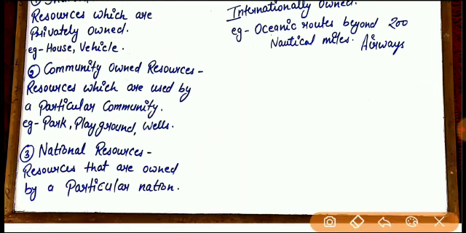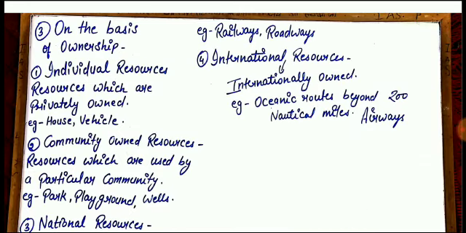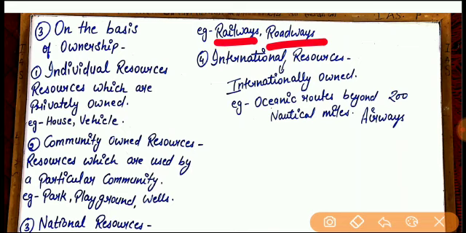Third is national resources. What are called national resources? Resources that are owned by a particular nation. Resources that are used by the people of a particular nation are called national resources. Like railways and roadways are used by a particular nation, so they are called national resources.